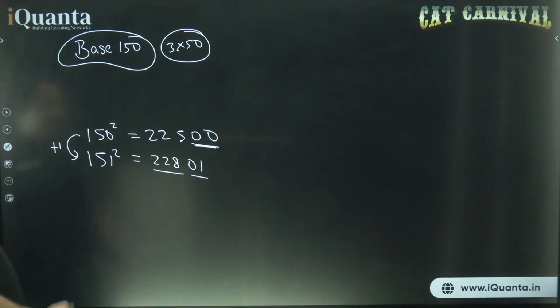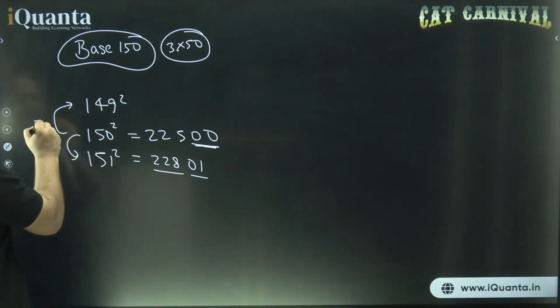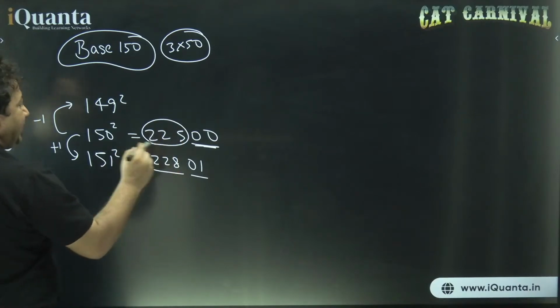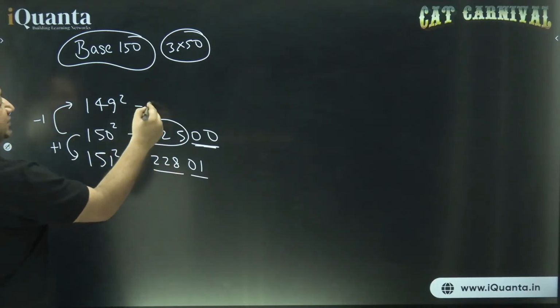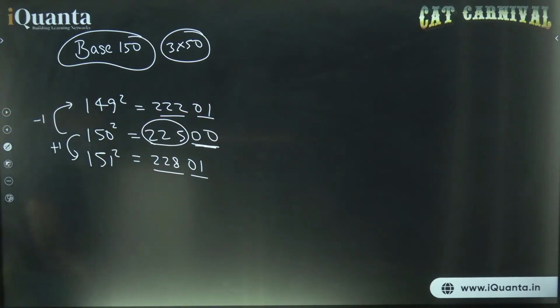Let's focus on this one. If you want to calculate the square of 149, this is 1 less. 1 less. So what do we have to do? From 225, we need to reduce 1 three times. That means 222. And 0 will be there. That is the square of -1. You have to multiply by 3.